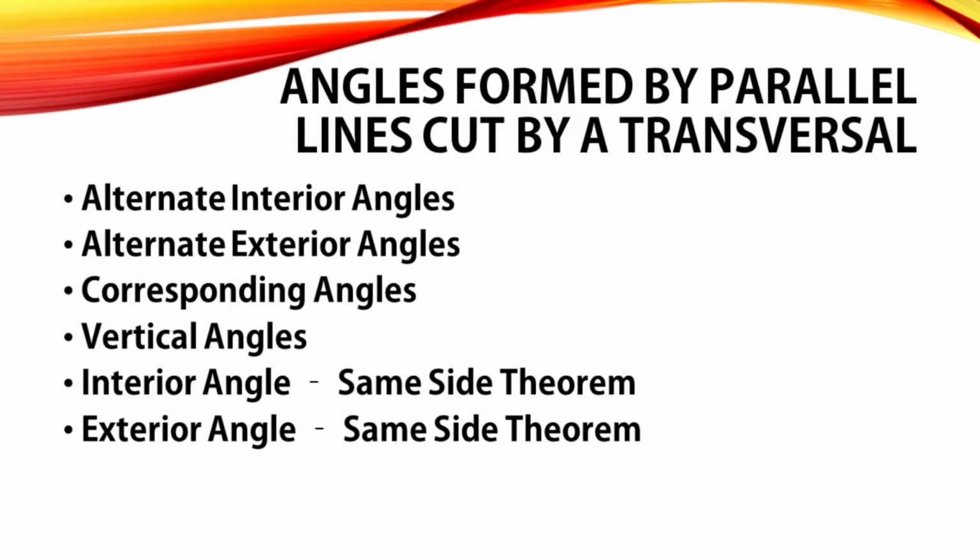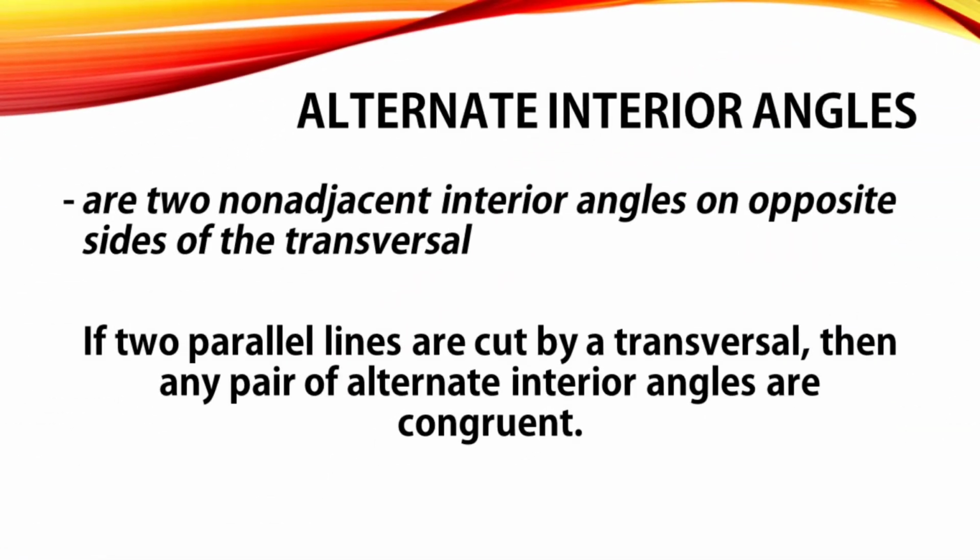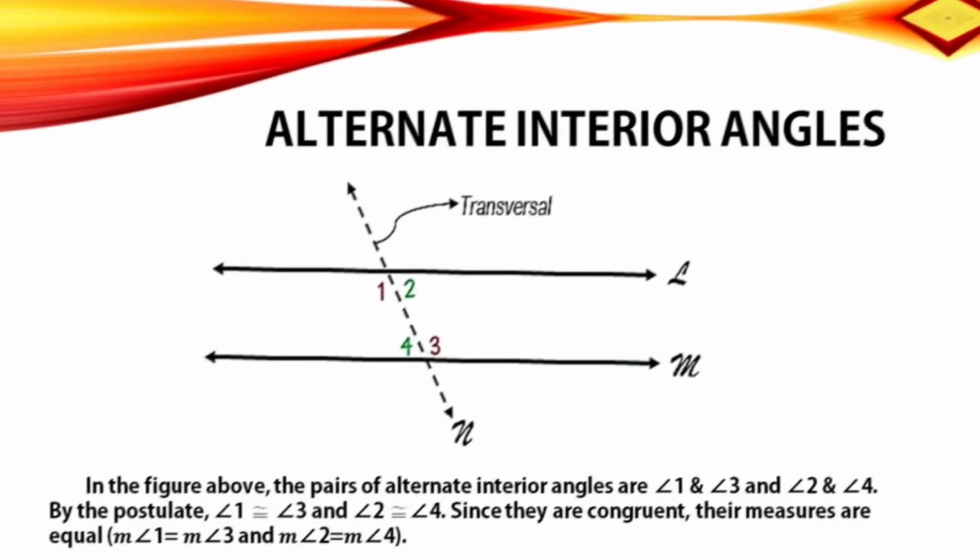Now, let's move on to the angles formed by parallel lines cut by a transversal, which include alternate interior angles, alternate exterior angles, corresponding angles, vertical angles, interior angles on the same side theorem, and exterior angles on the same side theorem. Alternate interior angles are two non-adjacent interior angles on opposite sides of the transversal, which states that if two parallel lines are cut by a transversal, then any pair of alternate interior angles are congruent.